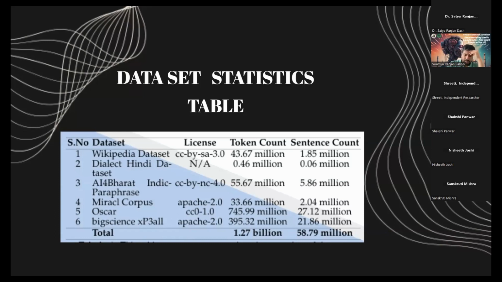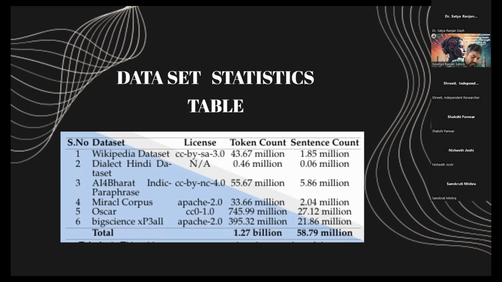And next is the dialect Hindi dataset. It is the most important dataset in my collection because it is a dialect Hindi dataset, and it is basically based on folk songs from 26 Hindi-related languages like Awadhi, Bengali, Bhili, Bhojpuri, Kannauji, Magahi, Malvi, Punjabi, Rajasthani, and Sanskrit also.